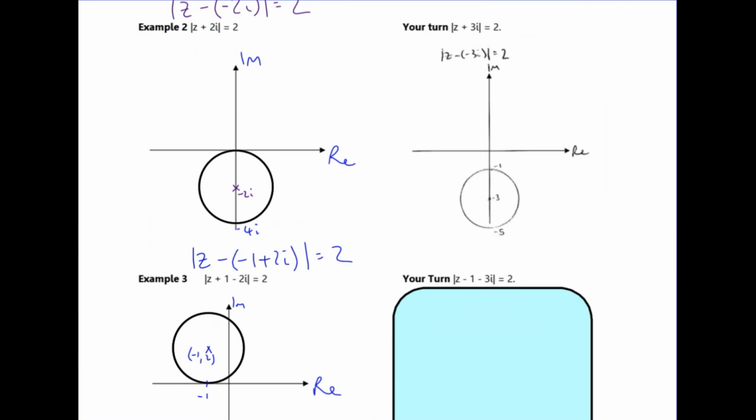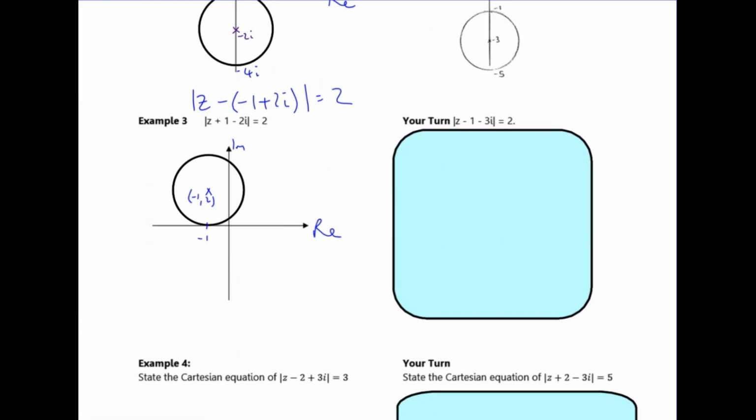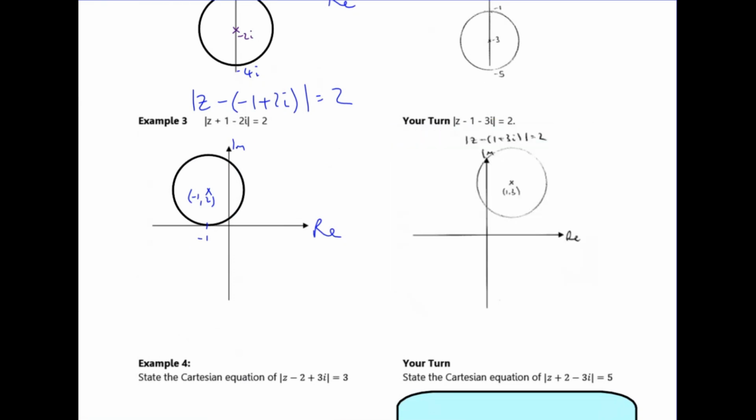So for this first one, it's a circle centered on minus 3i. It won't cross the x-axis because it's only got radius 2, so it'll cross the y-axis at minus 1 and minus 5. The one down here does need rewriting, even though it said minus, that needs to be in a bracket, so it should be z minus (1 minus 3i), which is where the center is. It's got radius 2, so it will cross the y-axis, but won't cross the x-axis.